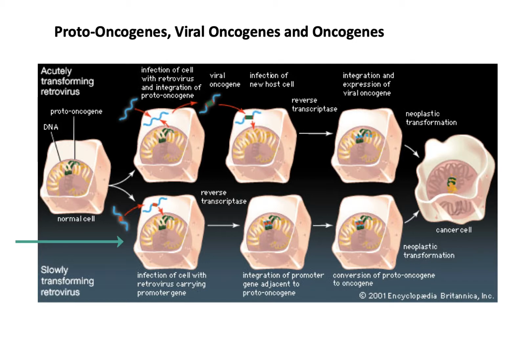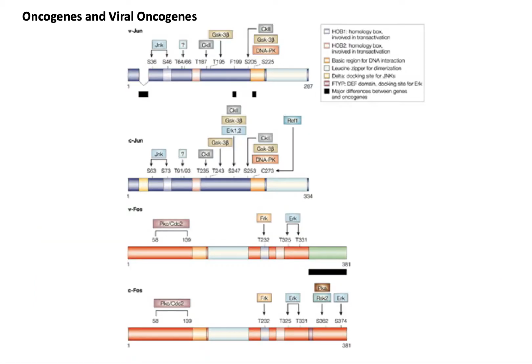Along the bottom line, what can also happen is the virus may carry with it a promoter region or promoter gene, which then integrates upstream from the proto-oncogene or the cellular oncogene and turns it on uncontrollably. So again, that would increase expression of certain genes like MYC, FOS, or JUN, or the RAS gene, and cause the cell to become a cancer cell.